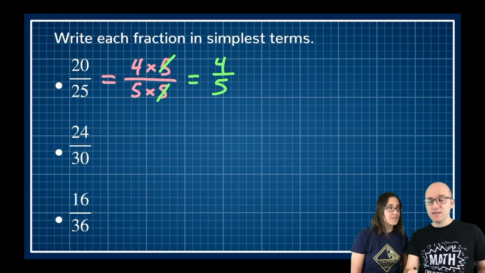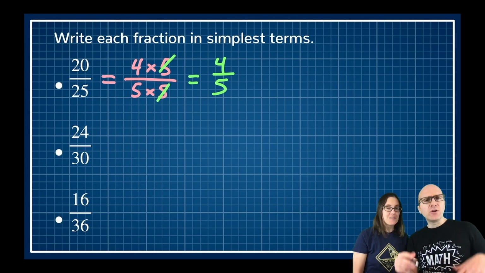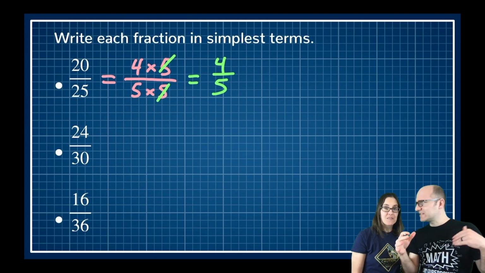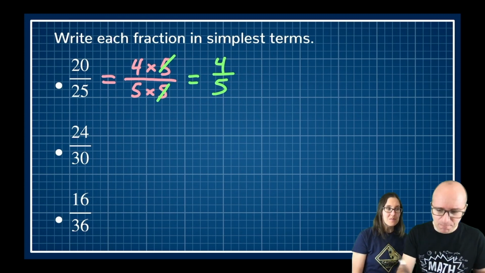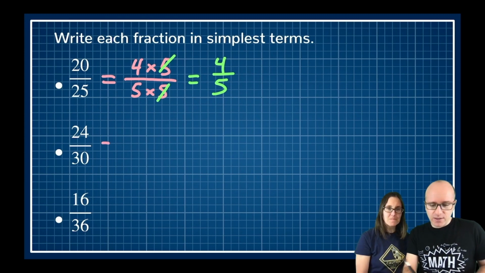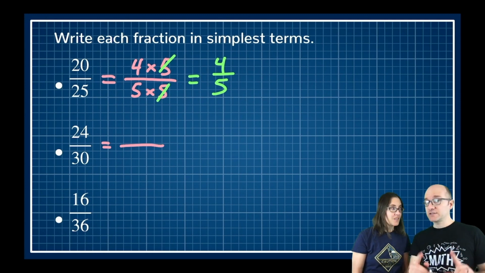So 20 over 25 is the same as 4 over 5. And you might notice there are lots of different ways to say these fraction numbers. 4/5, 4 divided by 5, 4 over 5. Yep, they all mean the same thing. They do. All right, 24 divided by 30. We're going to simplify this one.